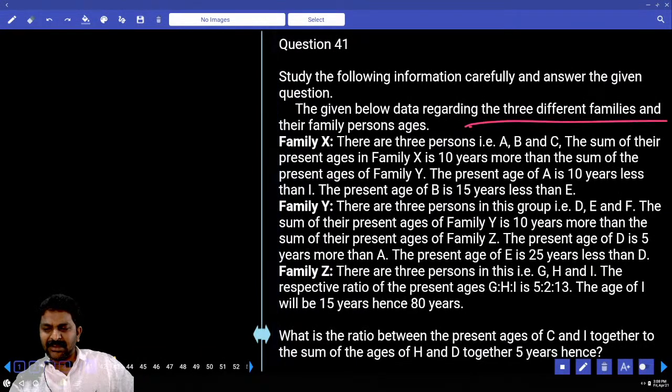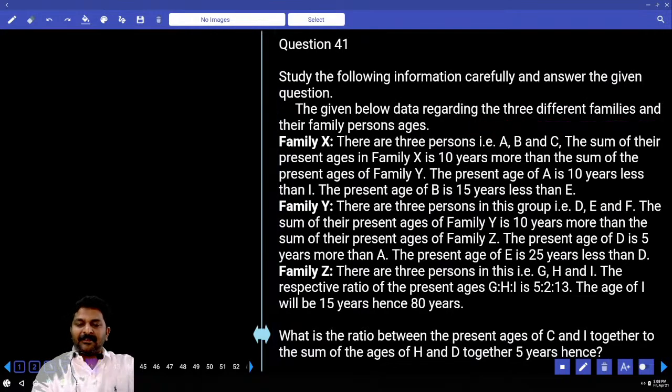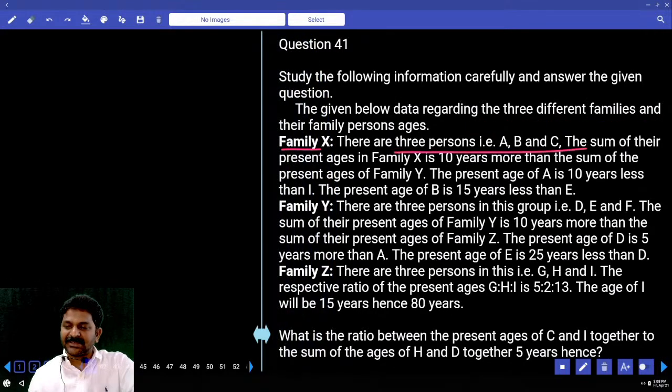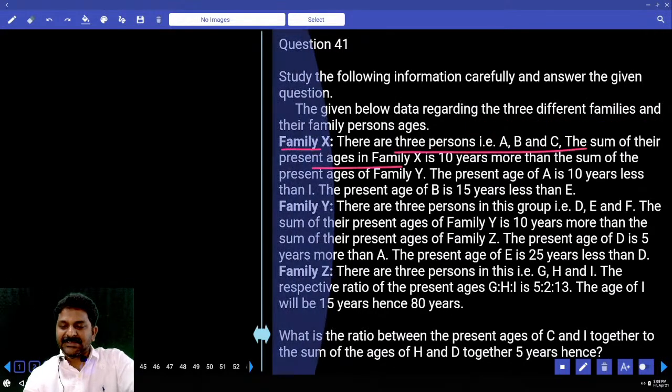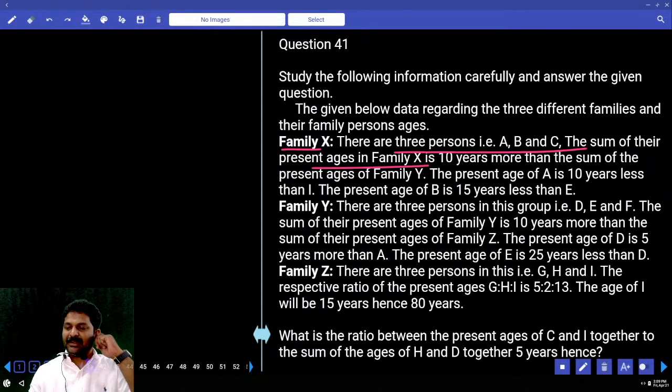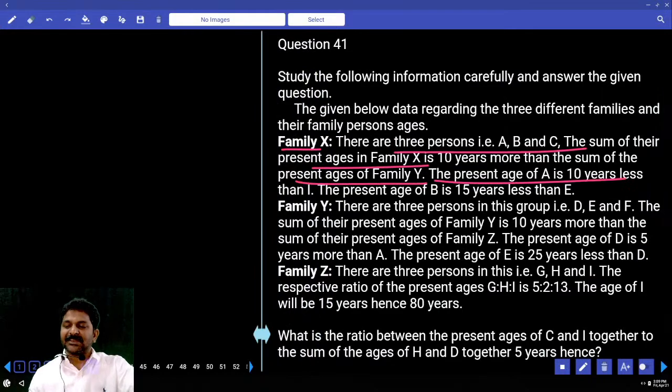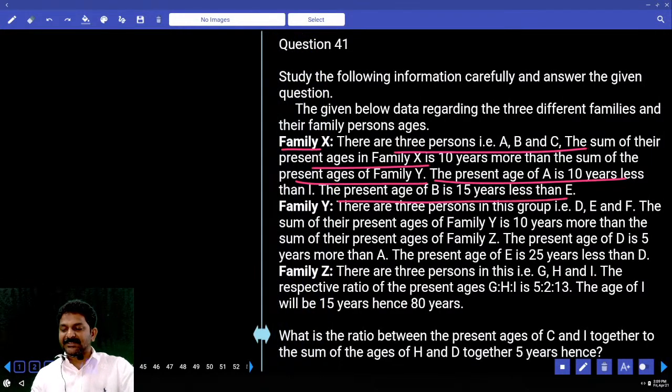Given below is data regarding three different families and their family persons' ages. Family X, there are three persons A, B, C. The sum of their present ages in family X is 10 more than the sum of present ages of family Y. Comparison numbers are not given. The age of A is 10 years less than I. The age of B is 15 years less than E.